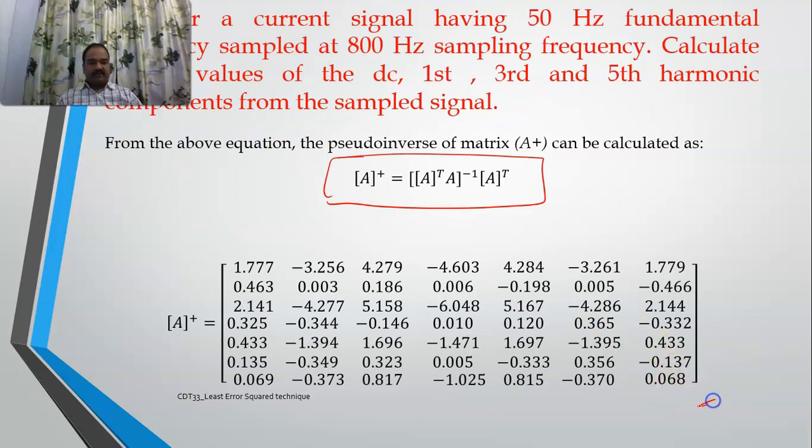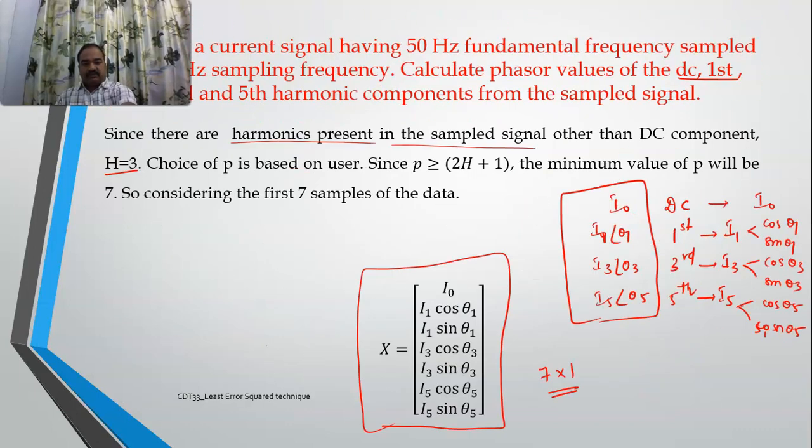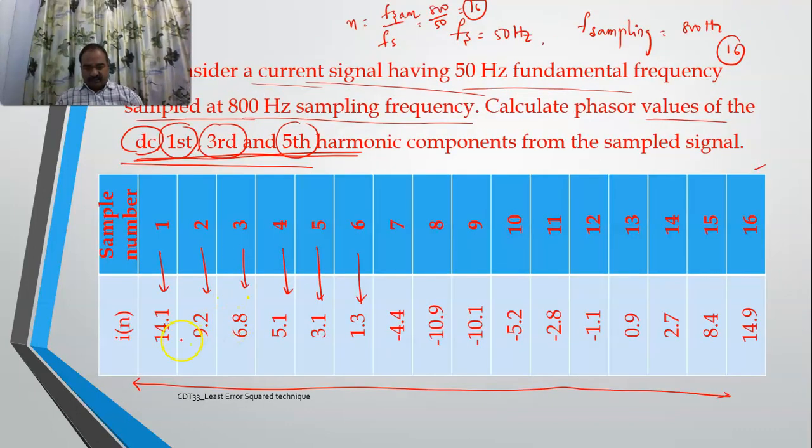So this is my A matrix. Once I have this, I can use this one. This is my B matrix. I have taken 7 samples. I'll show you, these were the samples. I have taken the first 7 samples: 1, 2, 3, 4, 5, 6, 7 samples only I have taken.